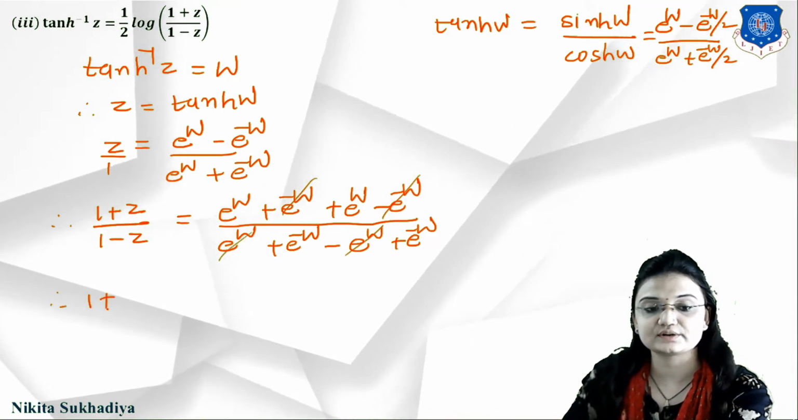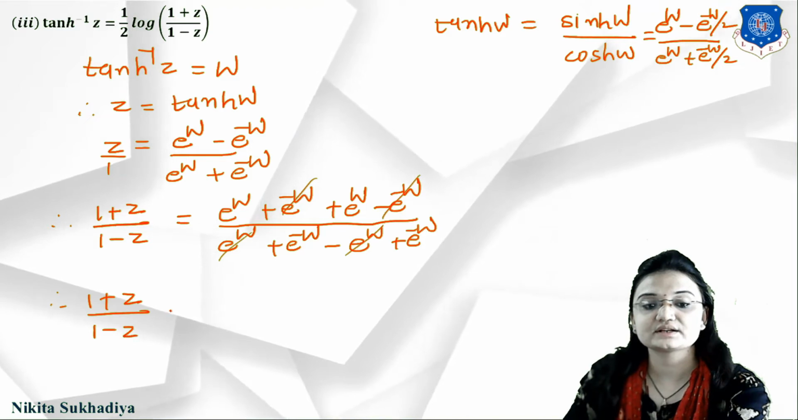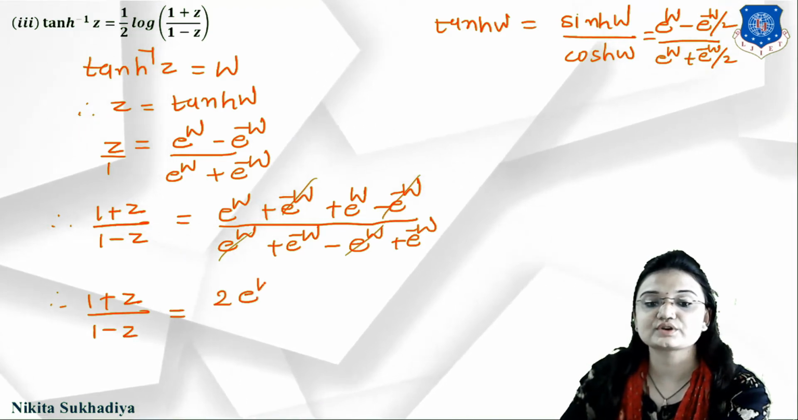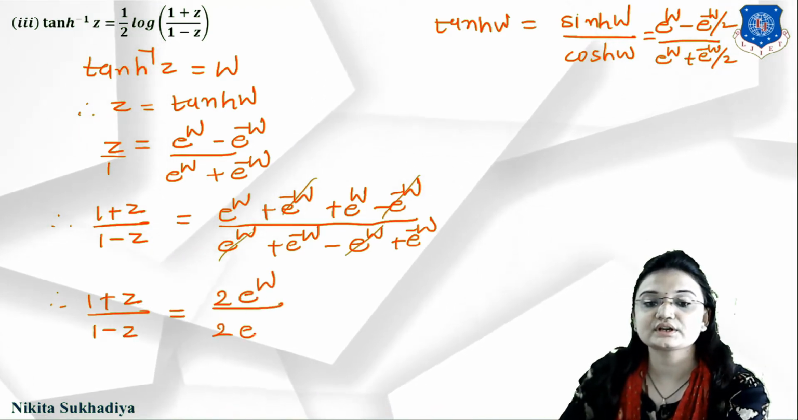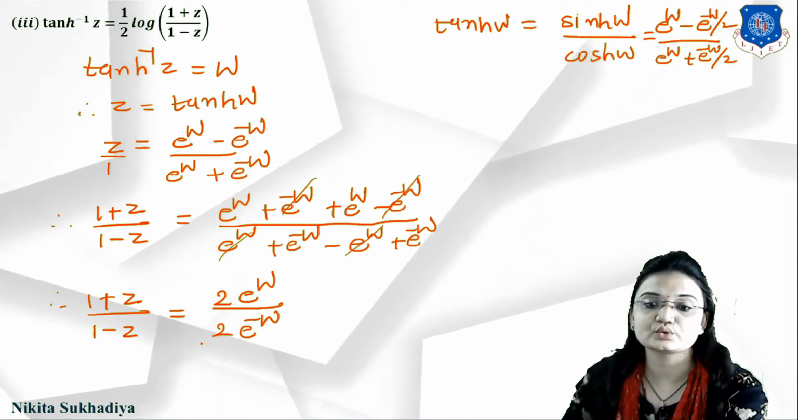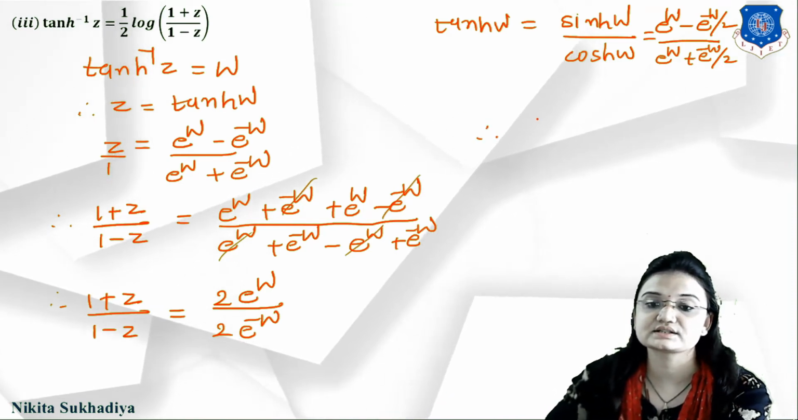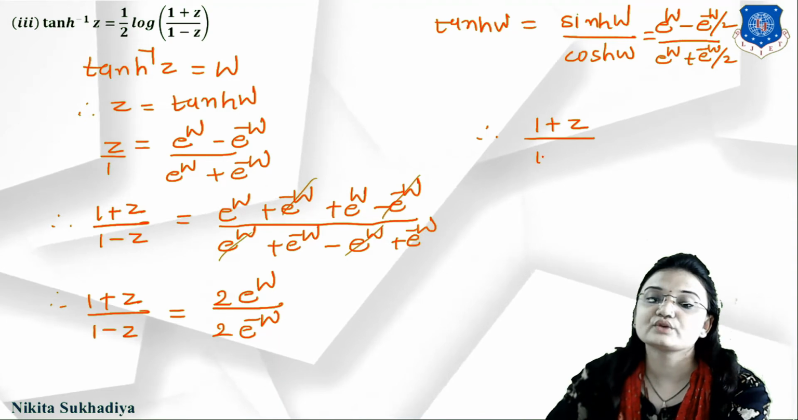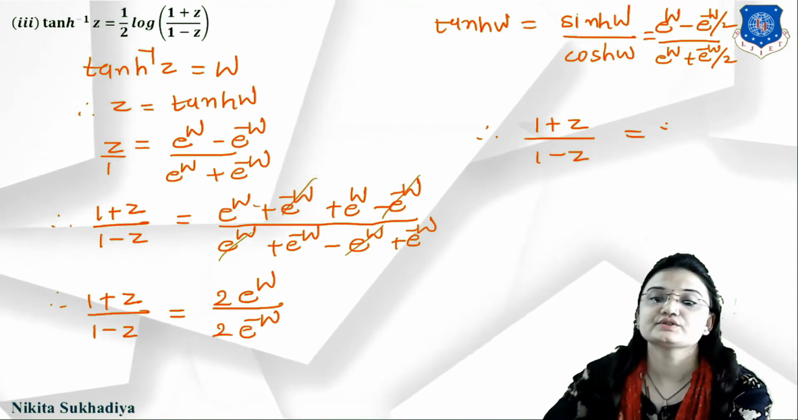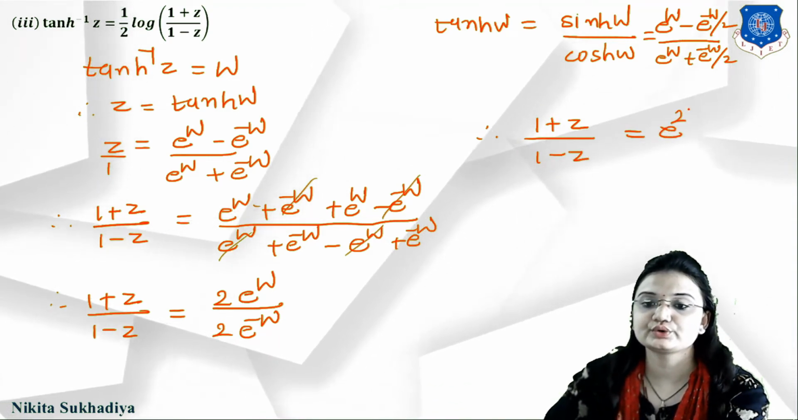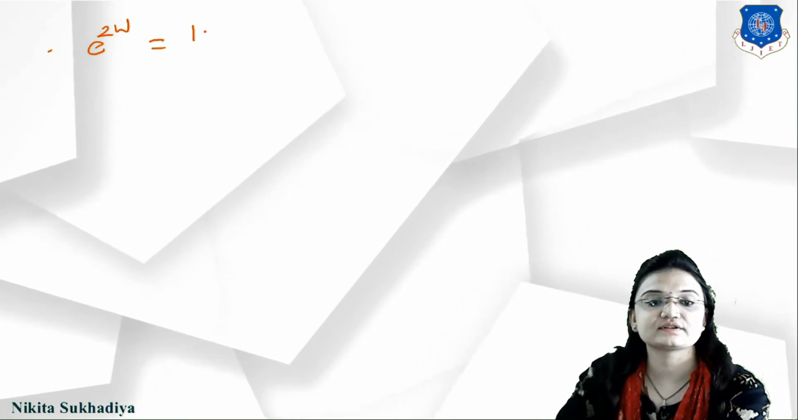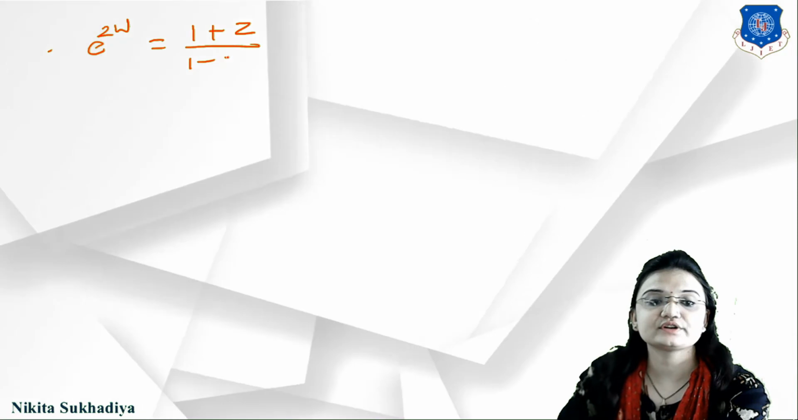So we will get (1 plus z)/(1 minus z) equals 2 e raised to w upon 2 e raised to minus w. The 2s cancel out, so we will get (1 plus z)/(1 minus z) equal to e raised to 2w. So now we have e raised to 2w is equal to (1 plus z)/(1 minus z).